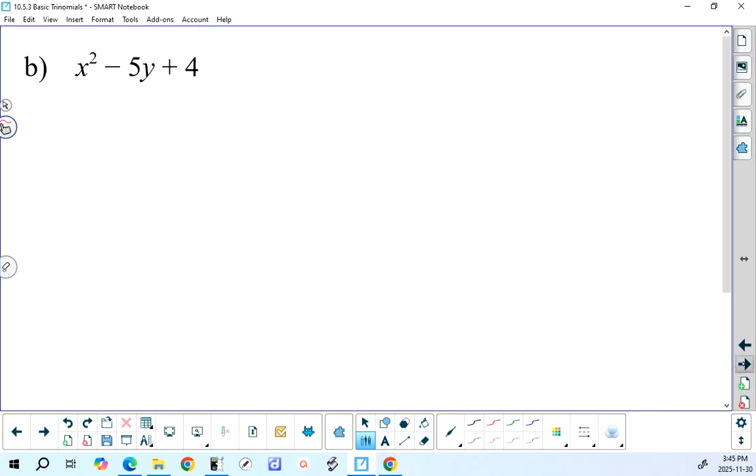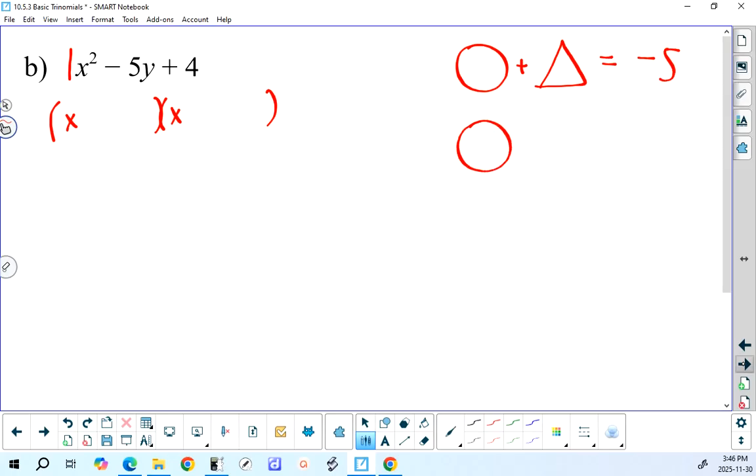x squared minus 5x plus 4. Well, if this factors, it's going to factor into an x and an x here and here, because this is 1x squared. And we are going to be looking now for two numbers that add to give negative 5 and multiply to give 4. Now, not everybody will pick up everything I say in any of these lessons.